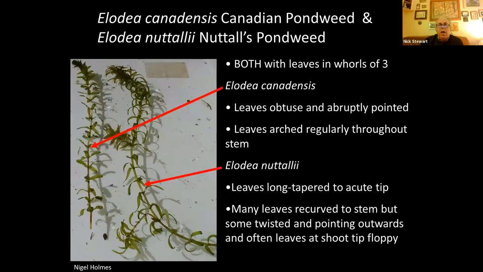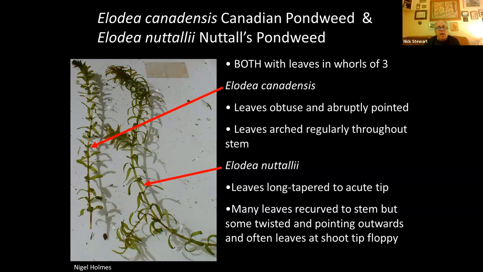There are several in these. The ones that you'll be most familiar with are the Canadian pondweed and Nuttall's pondweed, which are very widespread. The Canadian pondweed has been around since about the 1850s or so, and spread and became quite a serious pest.